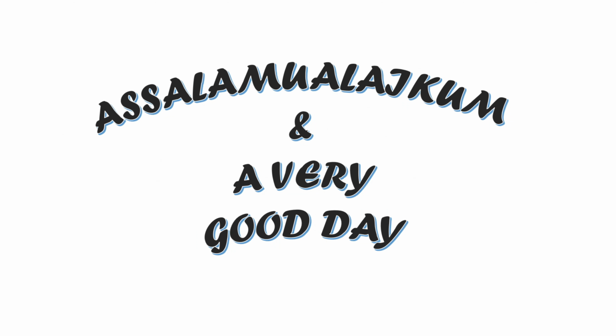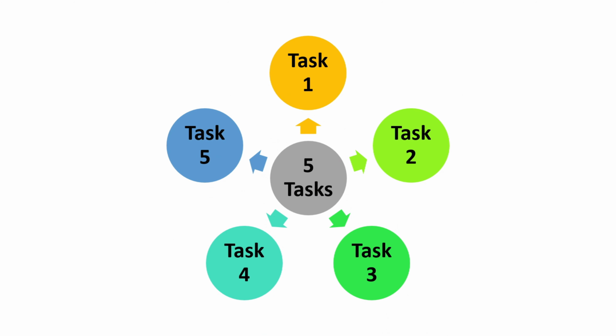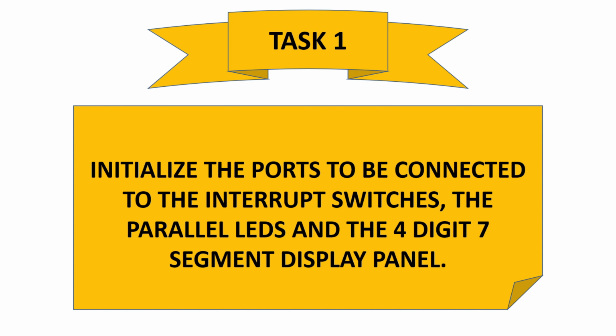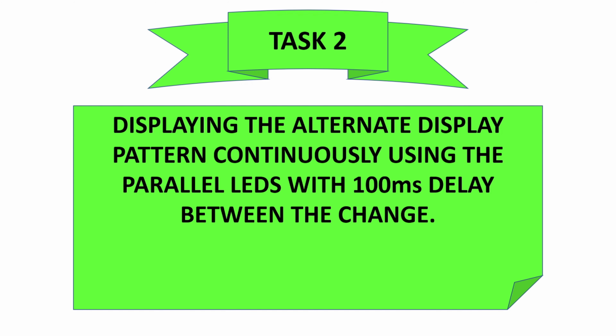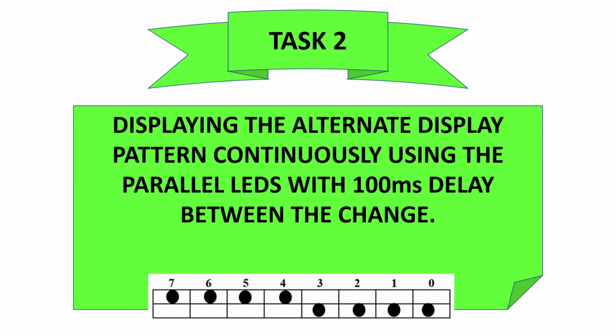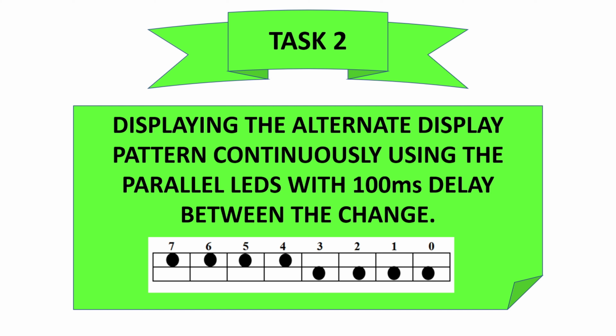This video is going to show you the simulation result from the AVR simulator for our project. Basically, the project consists of 5 tasks. Task 1 is to initialize the ports to be connected to the interrupt switches, the parallel LEDs, and the 4-digit 7-segment display panel. Task 2 is displaying the alternate display pattern as shown here, continuously using the parallel LEDs with 100 millisecond delay between the change.